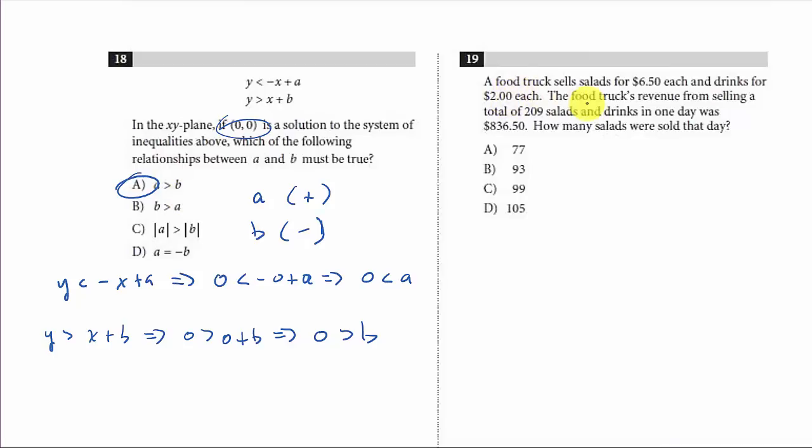So let's look at this one. It says, a food truck sells salads for $6.50 each and drinks for $2 each. The food truck's revenue from selling a total of 209 salads and drinks in one day was $836.50. How many salads were sold that day? All right, so for this one, we can just set up a system of equations. We're going to let x equal the number of salads, and we're going to let y equal the number of drinks.